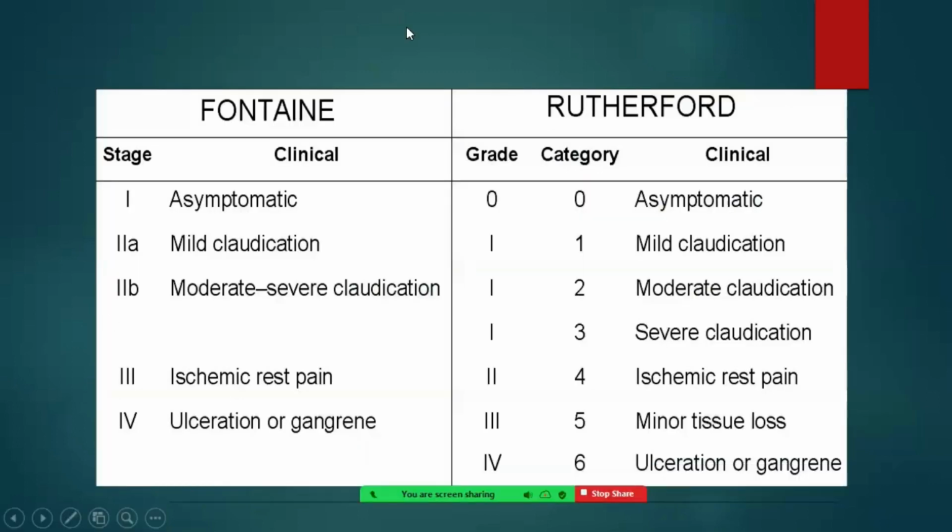This is a basic classification. We generally use the Rutherford classification. Grade 0 is asymptomatic; grade 1, 2, and 3 are mild, moderate, and severe claudication depending upon the distance the patient can walk. Then come ischemic rest pain, minor tissue loss with ulcer, and gangrene. These are Rutherford grades 1 to 6, and they are more clinically acceptable.